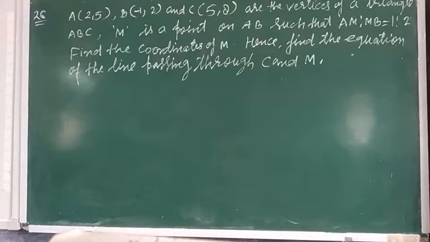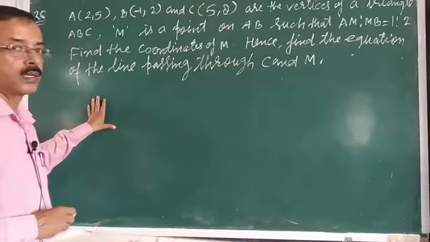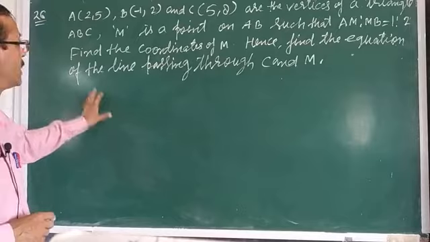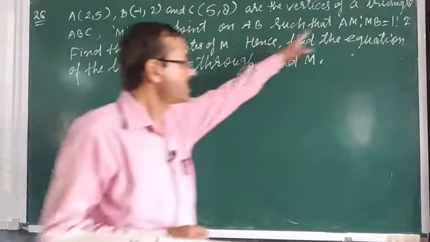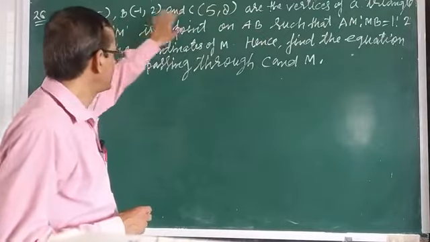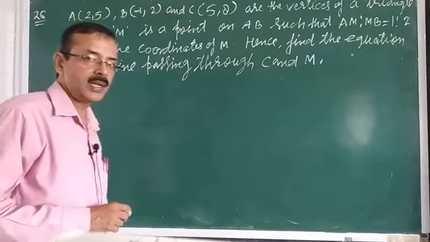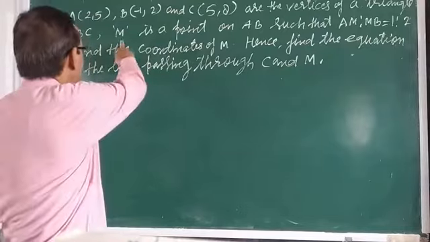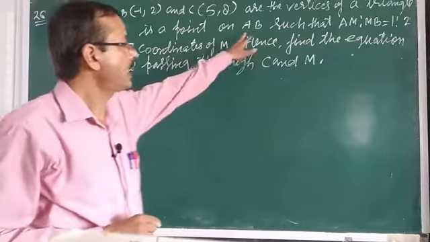Now see question number 26 of the same exercise. I am reading the question, try to understand. A, B and C are the vertices of a triangle. A point, B point, C point are given. These are the vertices of a triangle. Which triangle? ABC. What is M? M is a point on AB.